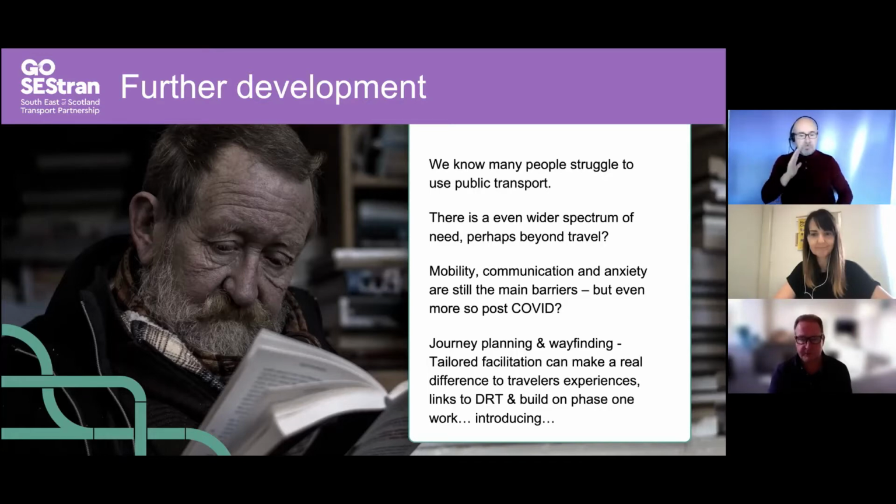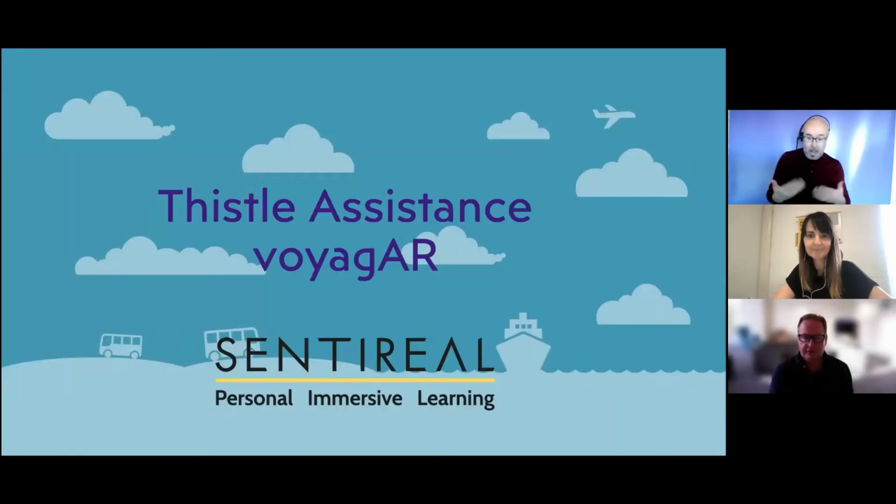We got some funding from Scottish Enterprise a few years ago to develop some proof of concept work around journey planning and wayfinding for those with disability or mobility challenges. And we developed some proof of concepts. So we kind of had an idea that it could work. And luckily, earlier this year, we got some more funding from Scottish Enterprise to take that work forward. So I would like to introduce you to Thistle Assistance Voyager and our partners, Centurial, who are the developers that are working with us on this.